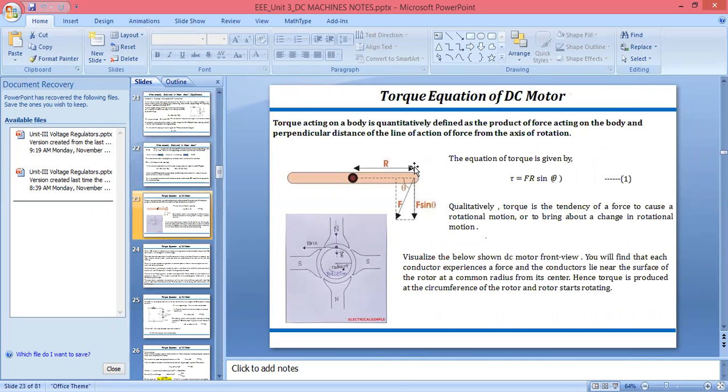Torque acting on a body is defined as the product of the force acting on the body and the perpendicular distance. This is the perpendicular distance of the line of action of the force from the axis of rotation. It means that the armature winding, the armature, will rotate. So from the center, that distance we are calling the arm. We are taking that as the perpendicular distance. So torque equals F into R into sine theta, where theta is nothing but the angle between the force and that perpendicular distance. So you will get the torque value.